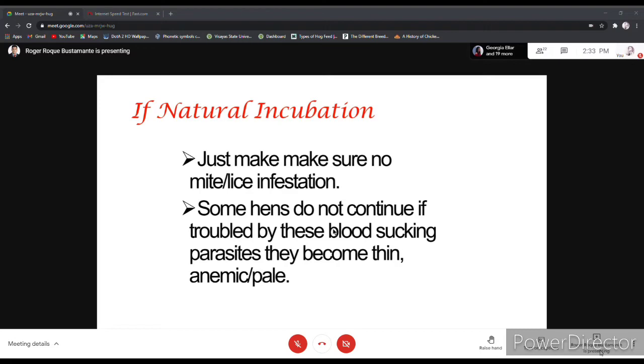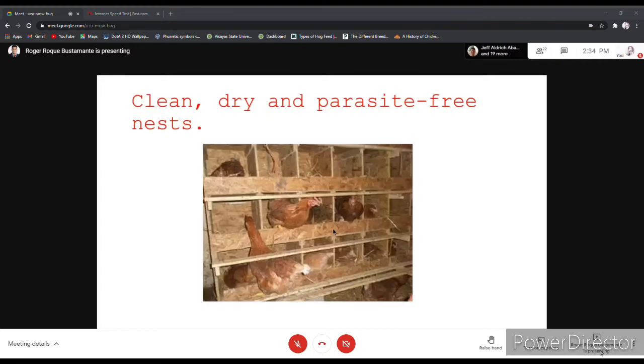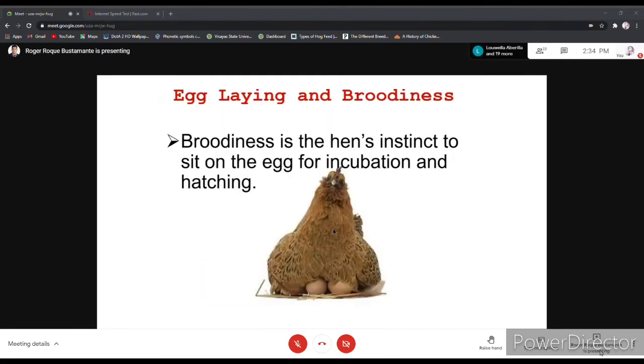convenience of the hen, and not just the hen ang affected, hasta ang mga tao, especially kung ay mga mites, bunho, kauban sa tungaw. So your nest should be clean and dry and a parasite-free nest. So broodiness is the hen's instinct to sit on the egg for incubation and hatching. So a broody hen sits its egg.